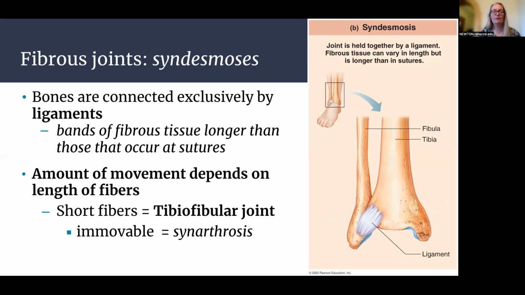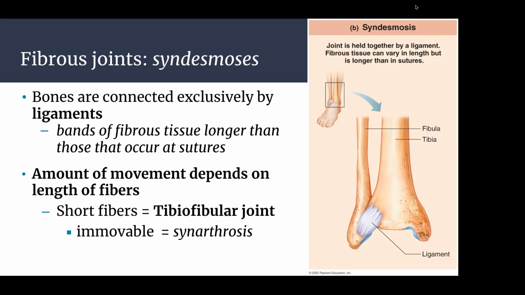Okay, another form of fibrous joint are the syndesmoses. I'm just going to hide myself away so that you can see the slides better. Okay, so in syndesmoses, we have bones in that joint connected exclusively by ligaments. So as you know, ligaments are also a dense fibrous tissue.